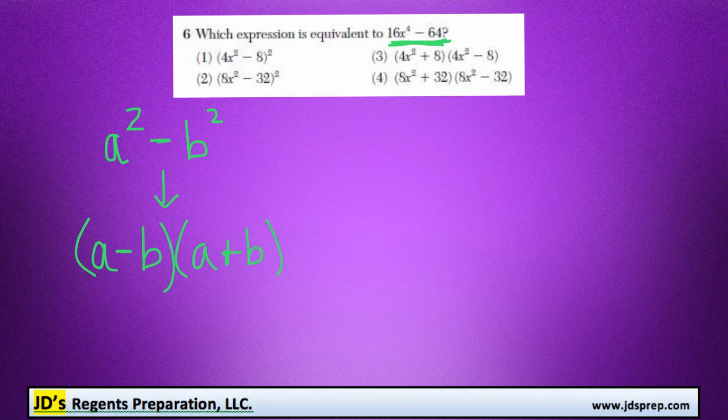And that's because you take the square root of the first term to get the first term in each set of brackets, and then if you square root the second term, that gets you the last term in each set of brackets.